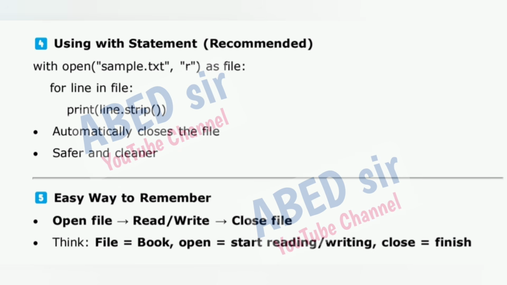with open("sample.txt", "r") as file: for line in file: print(line.strip()). It automatically closes the file, which is safer and cleaner. 5. Easy way to remember: open file, read or write, close file. Think file is equal to book, open is equal to start reading or writing, close is equal to finish.